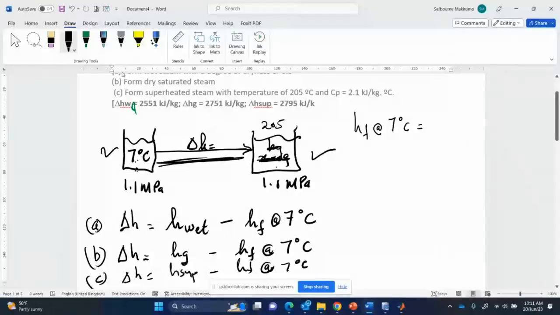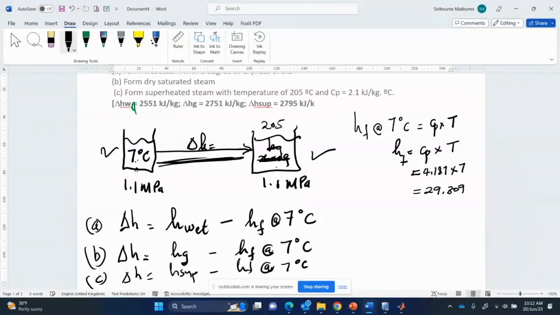Let's use the second method. The second method, we can say that it's going to be Cp for water multiplied by temperature to get HF. So HF is equal to Cp multiplied by temperature. Cp is only for water, because at 7 degrees Celsius, we still have water, not steam. So Cp for water is 4.187 multiplied by temperature, which is 7 degrees Celsius. We multiply the two, 4.187 multiplied by 7, 29.309.